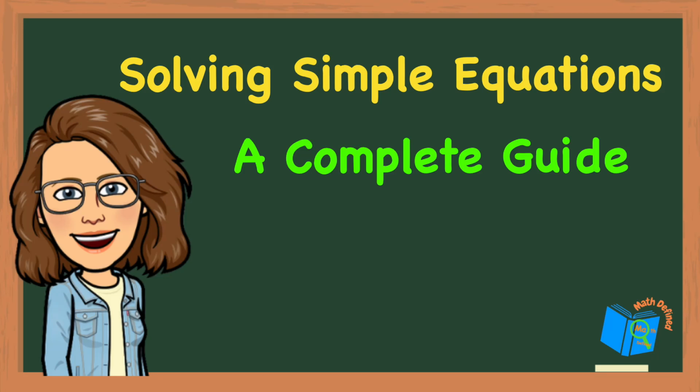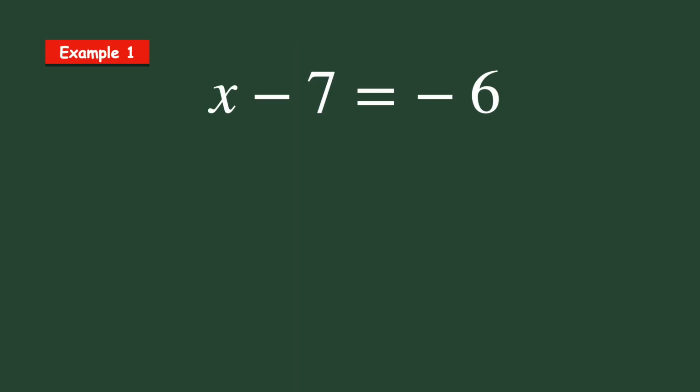In this video, I'm going to show you how to solve simple equations using addition, subtraction, multiplication, and division. For this first example, we have x minus 7 equals negative 6, and the goal here is to solve for x. In other words, we need to get x all by itself on one side of the equal sign.